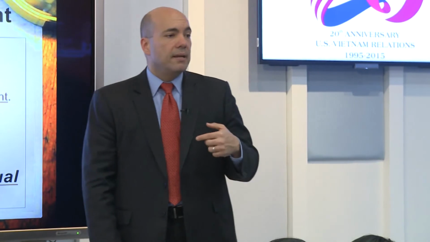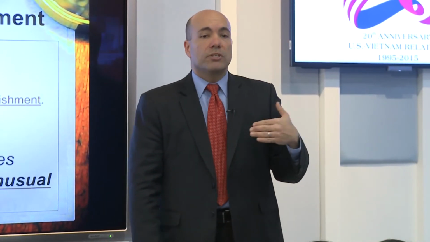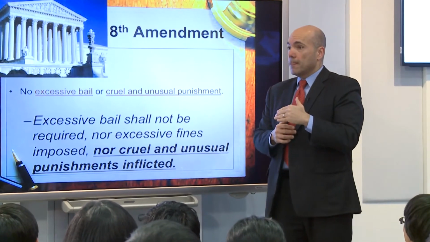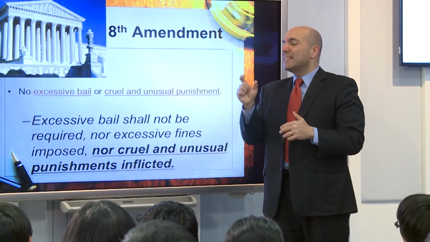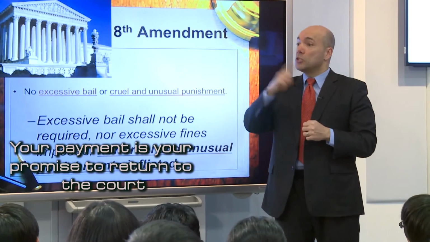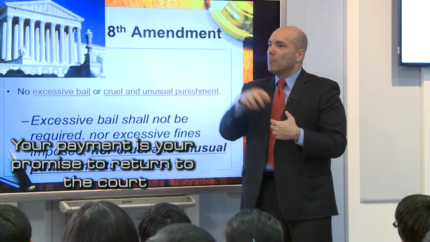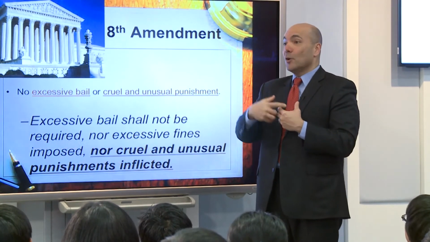The Eighth Amendment says that there cannot be what's called excessive bail. You get arrested for stealing an iPhone. The judge will set a bail amount that you pay that basically is your way of promising that you'll return to court. They'll let you out of jail, and then they'll keep your money to make sure you show up. And if you don't show up, then they get to keep your money.